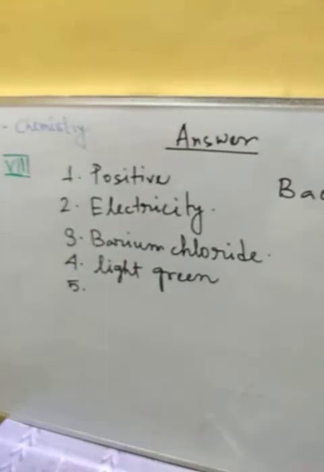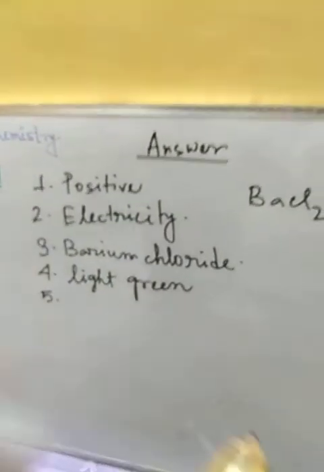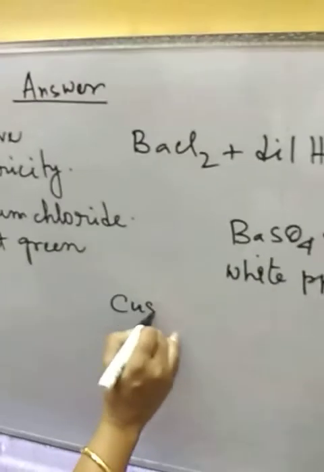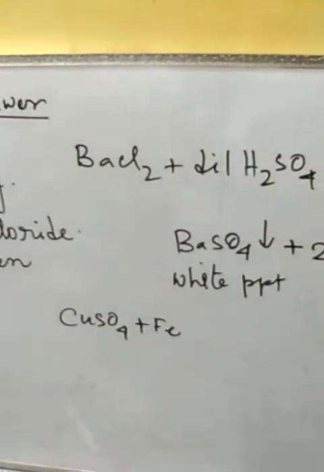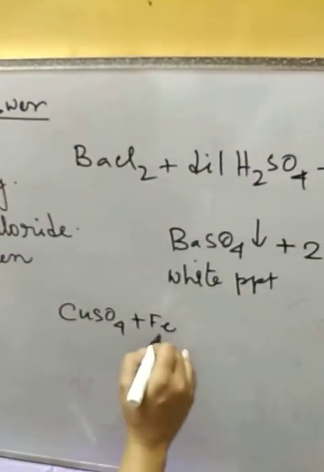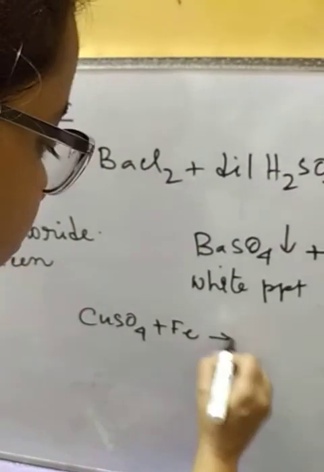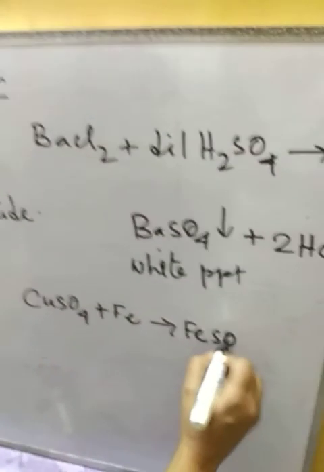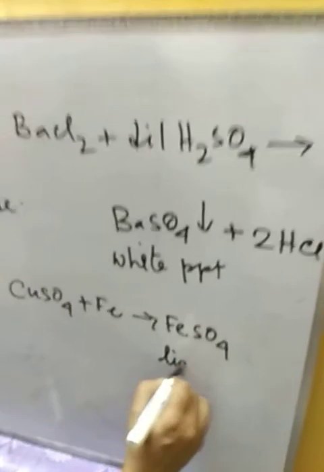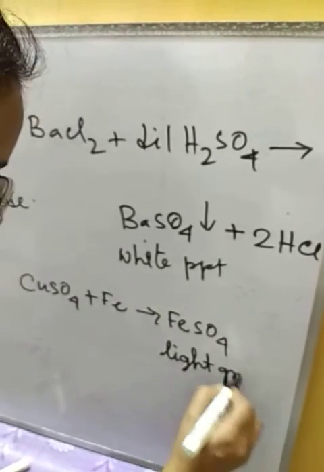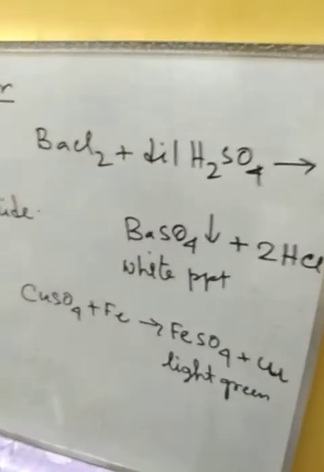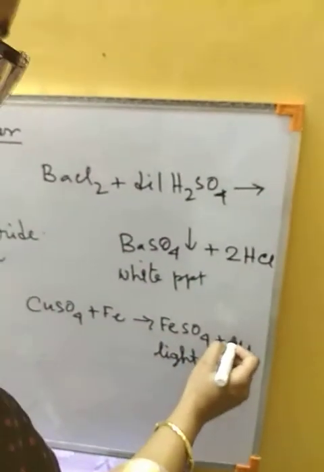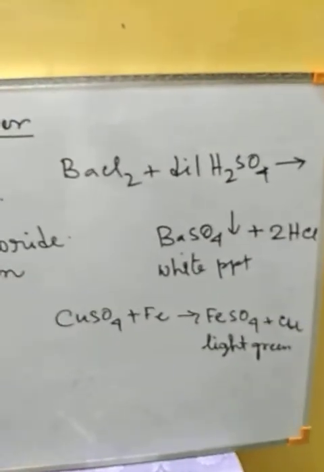Okay, the reaction for question number 4 is copper sulfate, CuSO4. In this we are adding iron. So iron will displace copper to form ferrous sulfate, FeSO4. This is light green in color. Along with this, a reddish brown copper deposit will be there. So this solution will be light green in color.